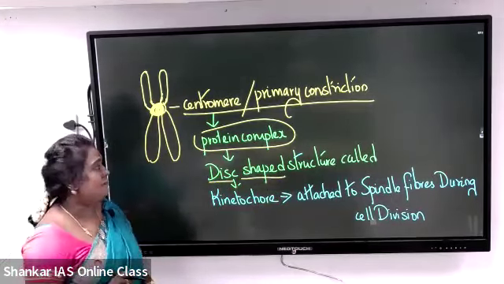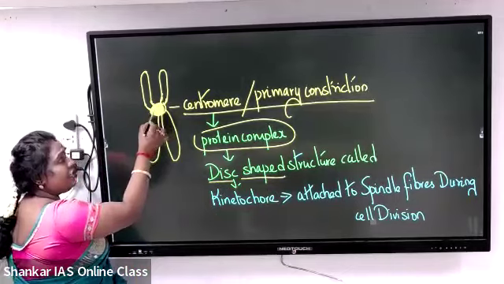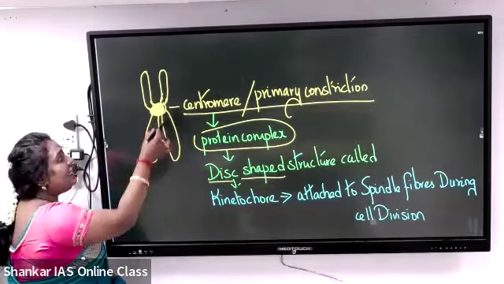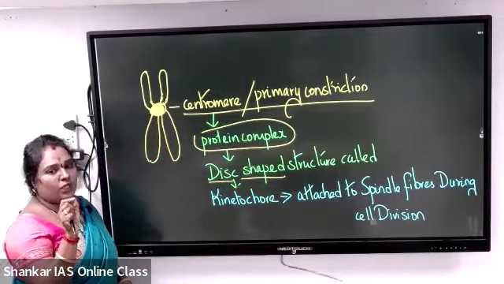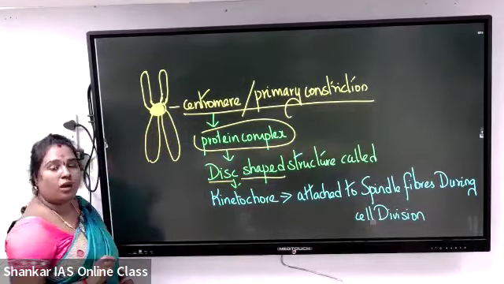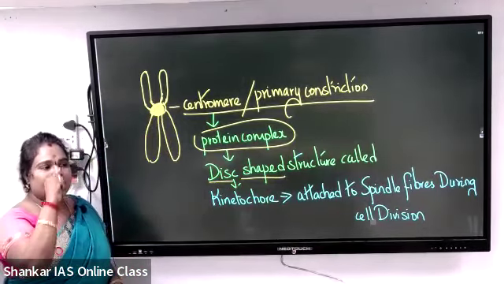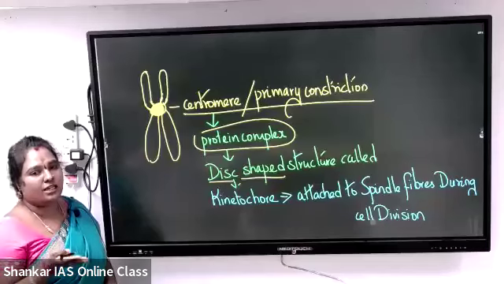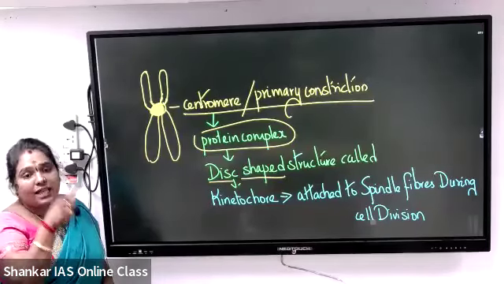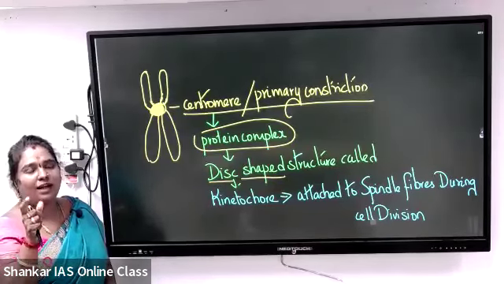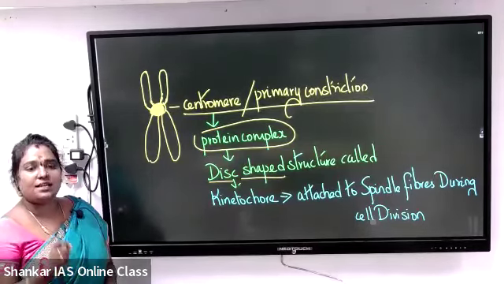I'll make it very simple. The center region is called the centromere. In this centromere, there is some protein, and that protein we call the kinetochore. What did I say? The center part which separates the chromatids is called the centromere. Inside the centromere, you have a protein part, and that protein part we call the kinetochore.